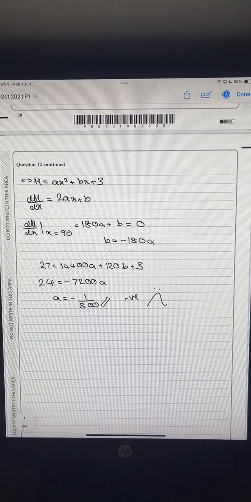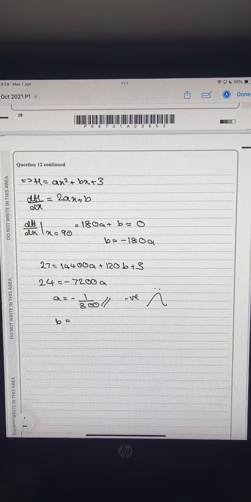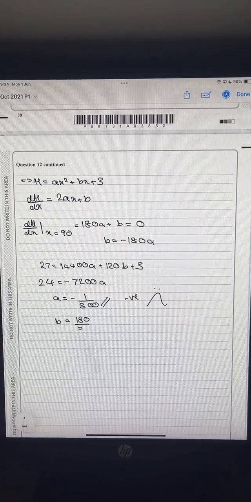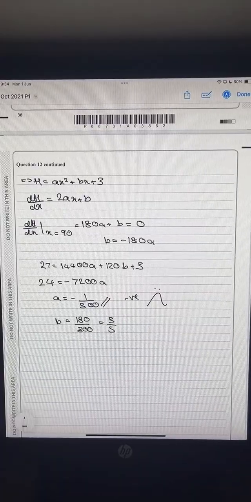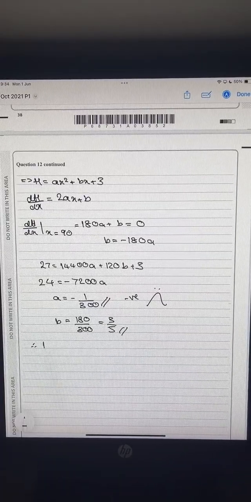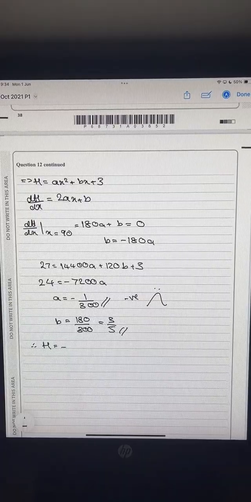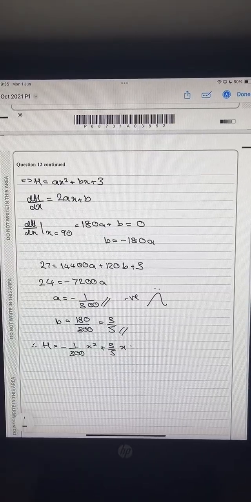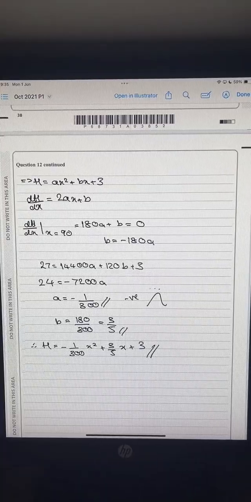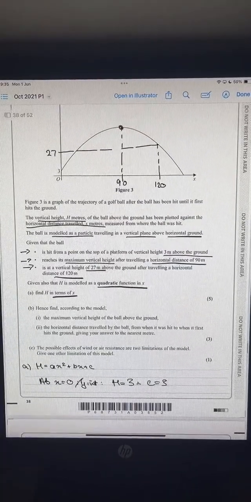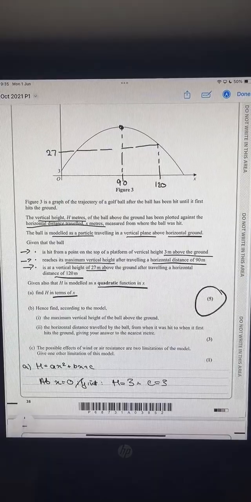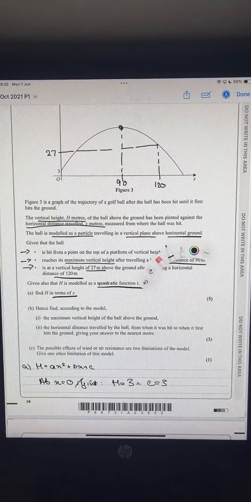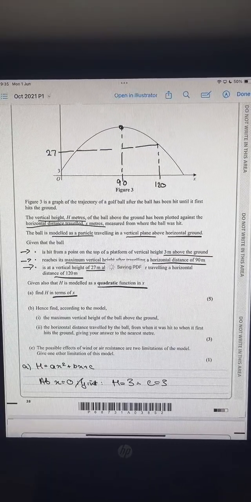Because b is equal to negative 180a, we know that b is equal to 180 over 300, which is equal to 3/5. So therefore, my equation of the height is equal to minus 1 over 300 x squared, that's a, plus 3/5 x plus 3. And that is all I have to do for part A of the question. And that gives me 5 marks, which in my opinion is pretty generous. It's pretty nice, 5 marks for working out a quadratic.